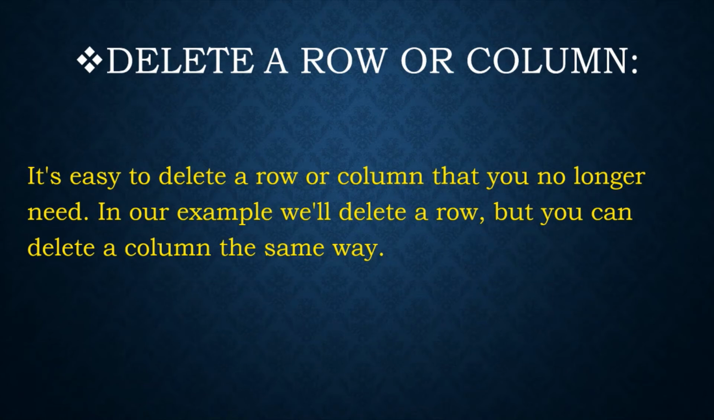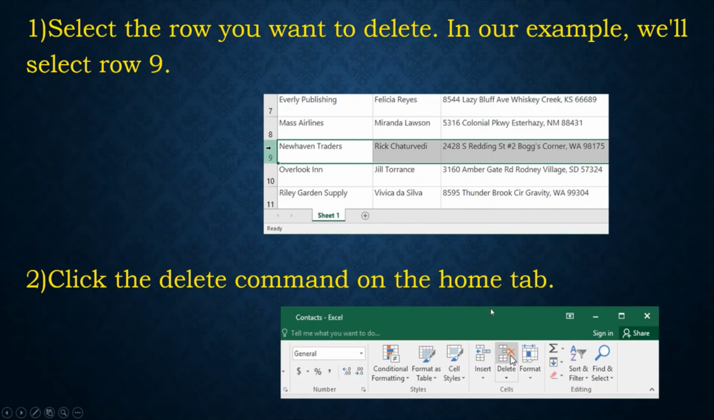Now let's see the next modification, that is how to delete a row or column. It's easy to delete a row or column that you no longer need. In our example, we'll delete a row, but you can delete a column the same way. These are the steps you have to remember while deleting a row or column. Select the row you want to delete. In our example, we will delete row number 9.